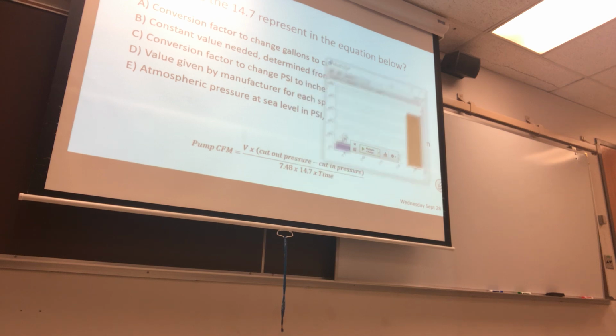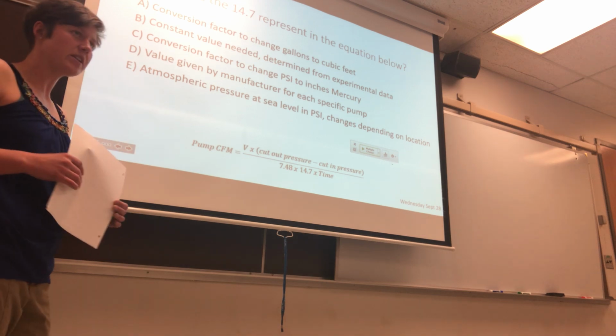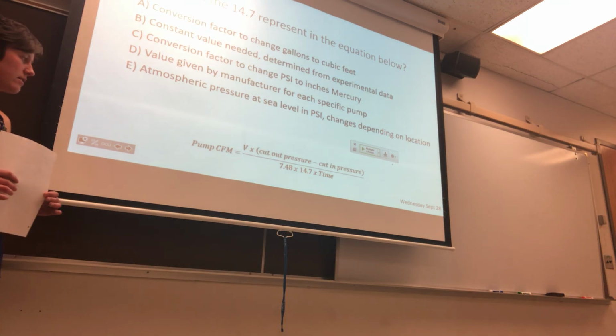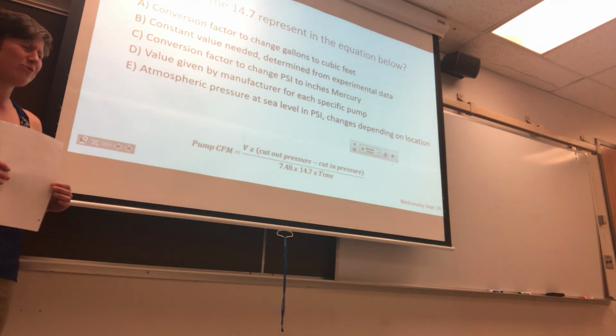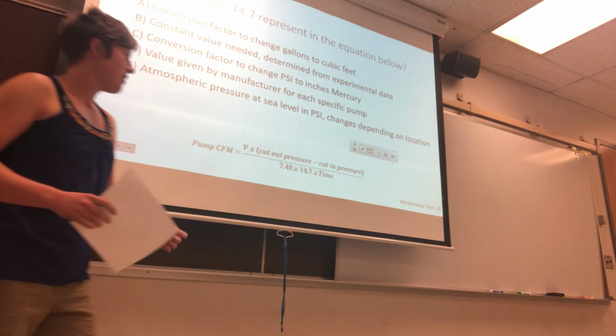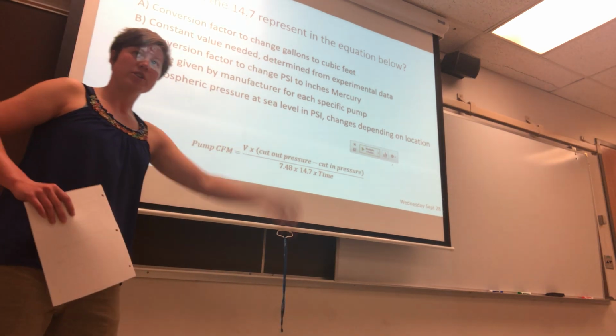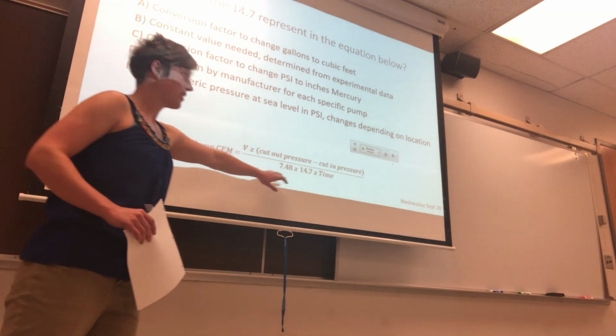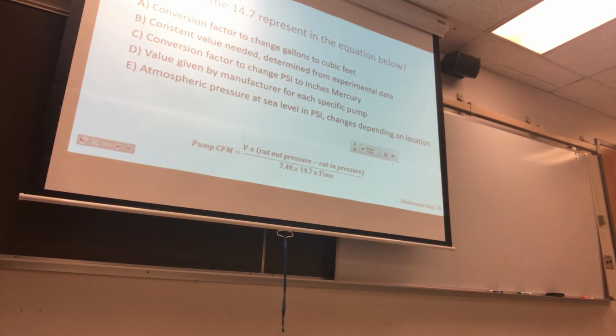Two A's. Yes, so E is correct. The atmospheric pressure at sea level in PSI. In that video, the guy who was calculating CFM was in Florida or something, so he was at sea level and he was 14.7. That number is going to change, which we'll show in your notes today. It will change depending on your location. So cool. Good job, squad.